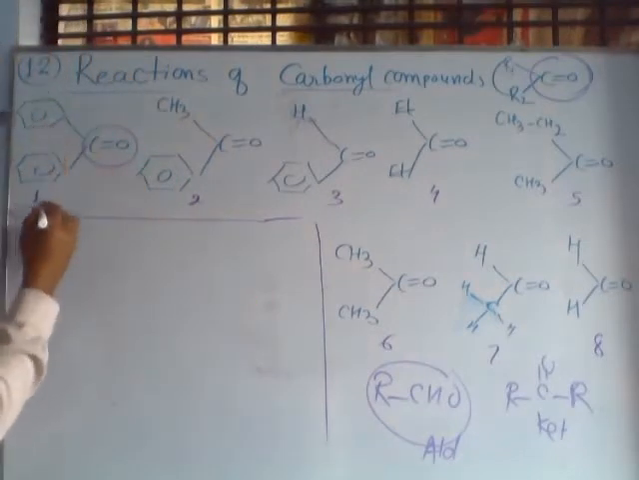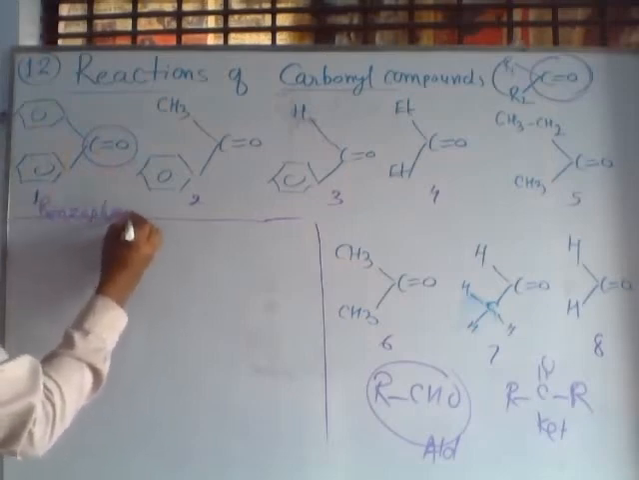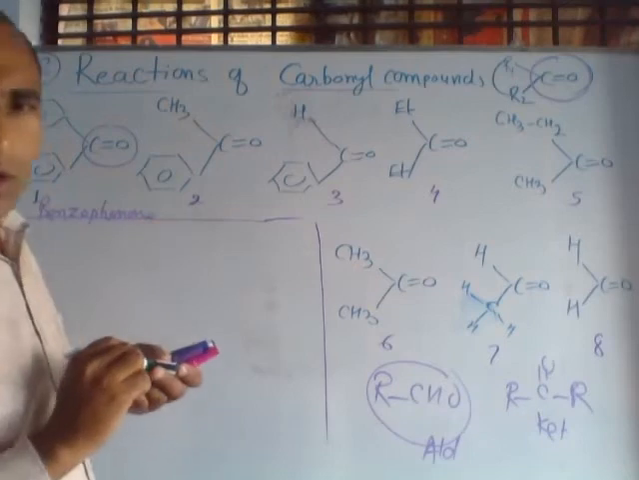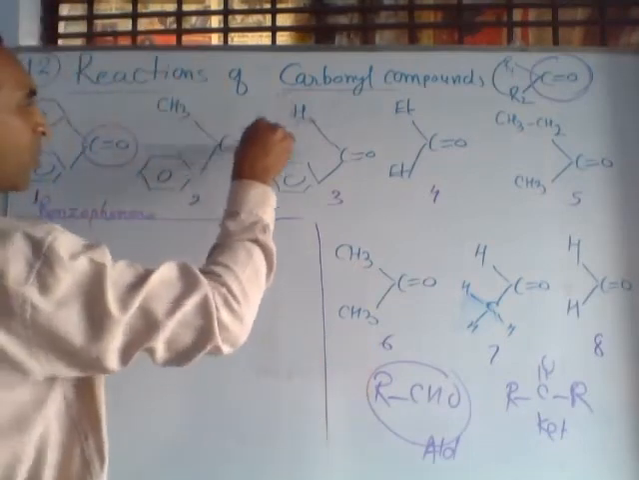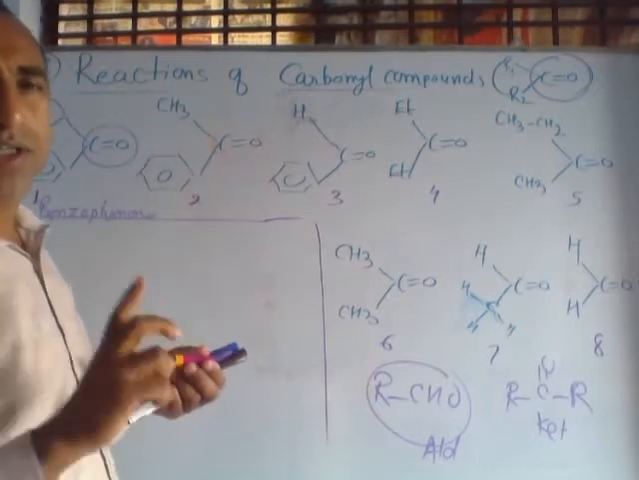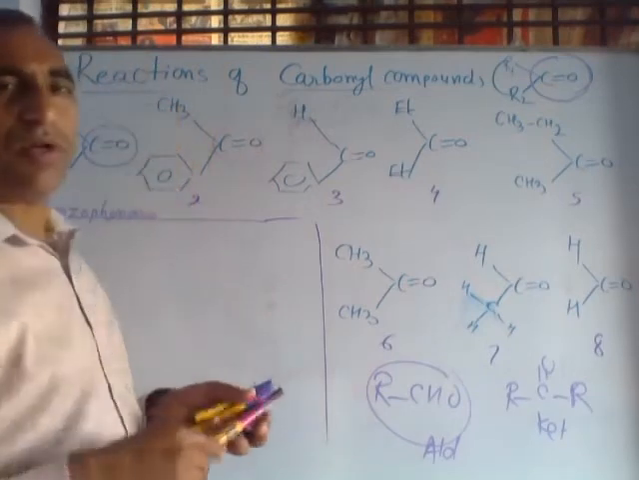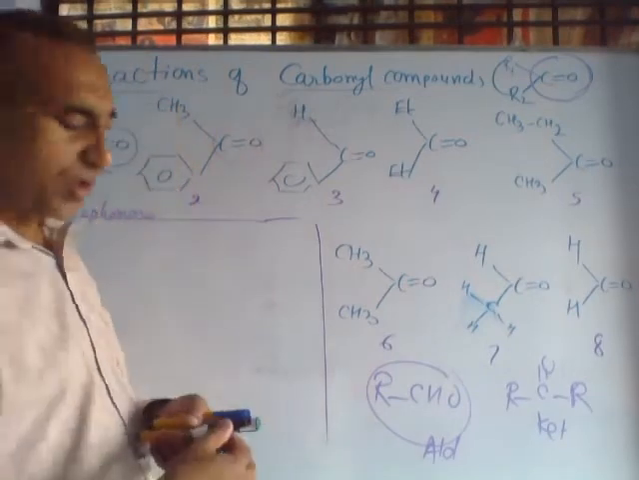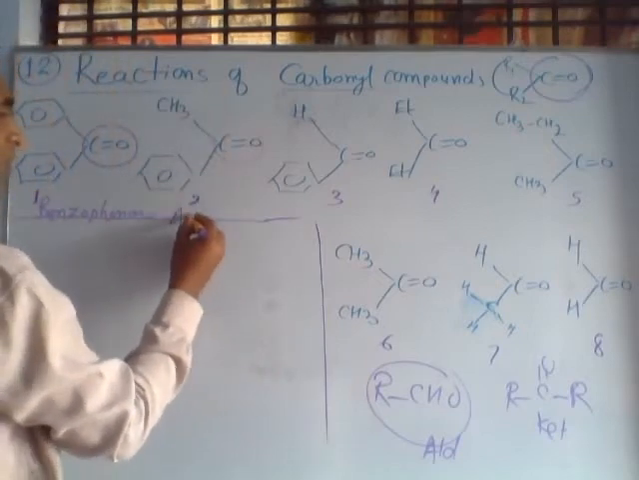This compound is also called benzophenone. Benzophenone. And this compound is a ketone. In this compound there is CH3, methyl, and a phenyl. So in alphabetic order, this is methyl phenyl ketone. You can also say this compound is acetophenone.